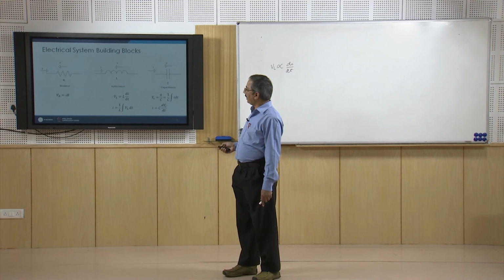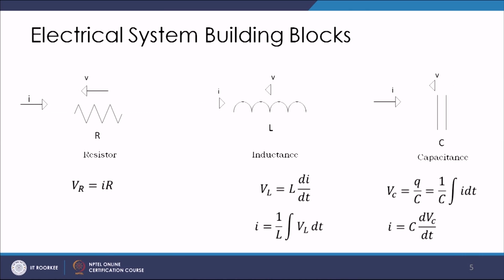The basic equation is VR, that is the voltage drop across a resistor, equal to I into R, where R is the resistance and I is the current. This is for the inductor. The voltage across the inductor terminal is L di by dt, and from here I can write the expression for I as 1 by L integral VL dt. And this is the voltage across the capacitor plate, which is Q by C, written again in terms of the current, and from here I can write the current expression. So, these are the three basic system building blocks.